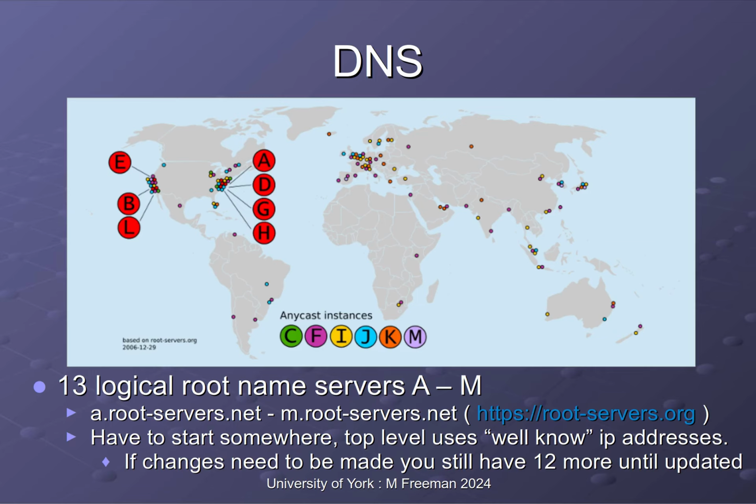Conceptually, logically, your root DNS servers are broken down into 13 DNS servers, so a.rootservers.net all the way down to m.rootservers.net. And to get you started, these are assigned to well-known IP addresses when you're doing your DNS queries. Any of those 13 root servers will be able to point you to the top-level domain server that you're looking for.